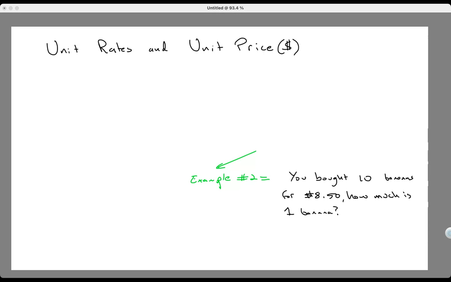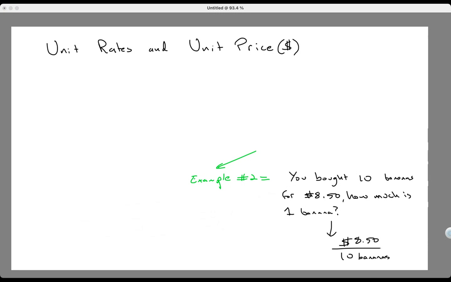So example number 2 I just want to talk about is you bought 10 bananas for $8.50. How much is one banana worth if that's $8.50 for 10 bananas? So pause the video, see if you can set up the rate in the proper order. And the order you set it up in is dollars over bananas. And we input our values in, so it would be $8.50 for 10 bananas. That's the proper order. Remember, dollars over our unit there.